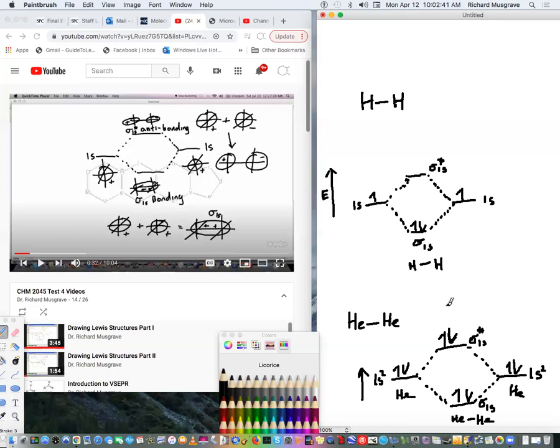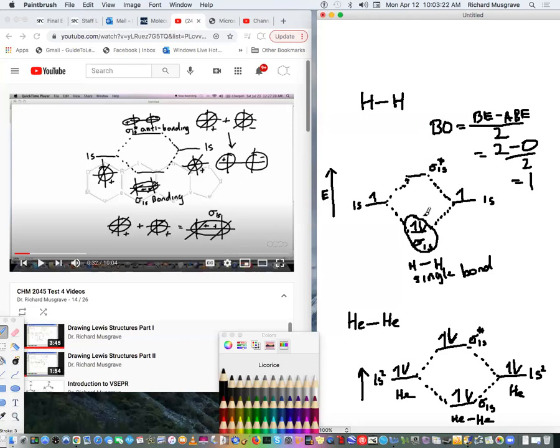So with that, we can calculate what is called bond order. Now, bond order is going to be bonding electrons minus antibonding electrons divided by two, which is going to be 2 minus 0 divided by 2, which is 1. What that means is we're predicted to have a single bond between H and H because of that. Now, the counting up of the bonding, this is the bonding electron here. There's two of them, and there's none in the antibonding here. So the antibondings are always on top, and the bondings are always on the bottom.